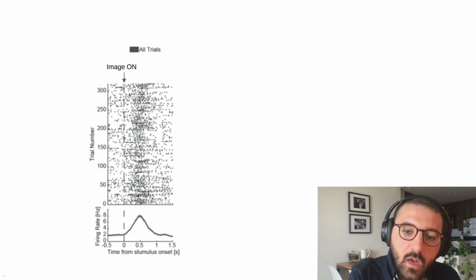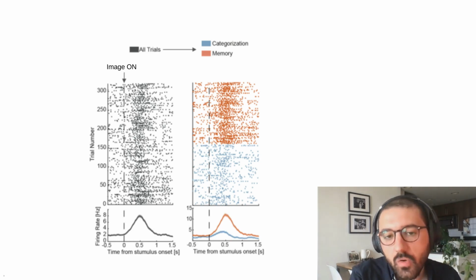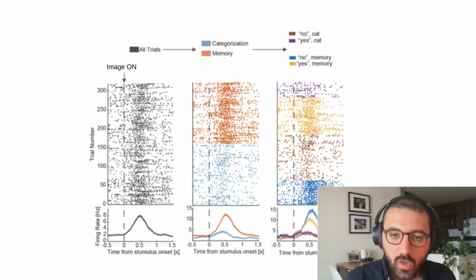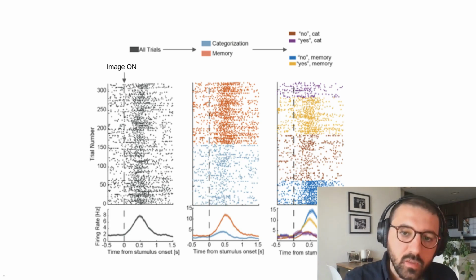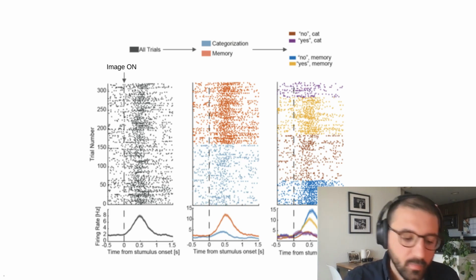the image. Now, if we were to split this raster plot into instances when the subject was performing a memory task or a categorization task, we'll see that there's a very strong preference for memory trials. And if we were to split this raster plot even further into trials where the subject said yes or no, note that in this case, yes and no correspond to something different. In categorization trials, yes could be an answer to a question of the type, is this an image of a fruit? And yes in the memory trials is the answer to the question, have you seen this image before?